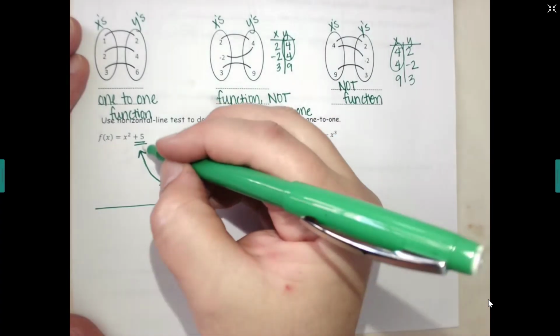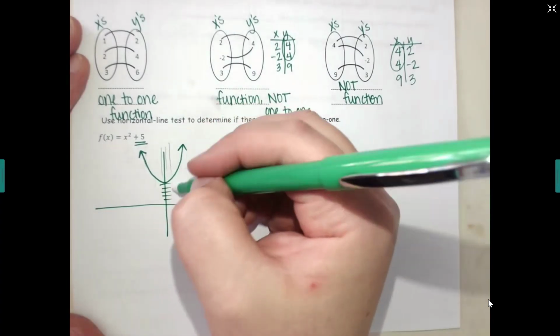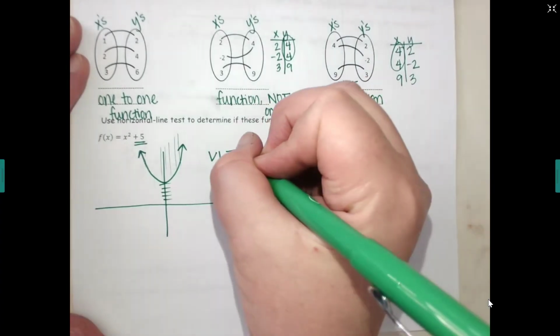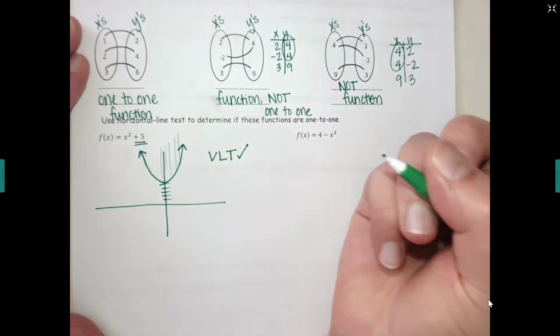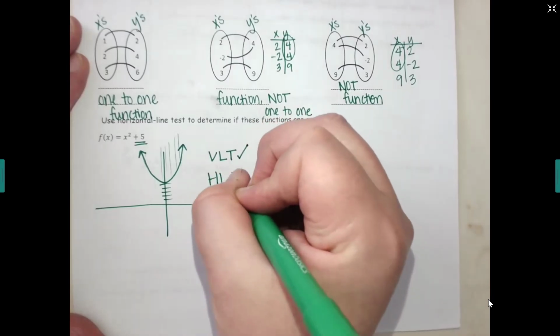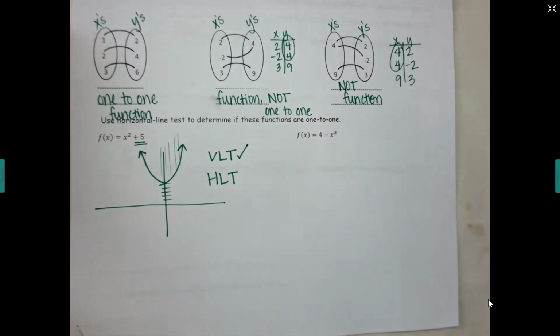So I draw in all my lines here. Are they ever going to cross through it more than once? No, then it passes. So it is a function. Now we're going to check the horizontal line test. And instead of me slicing it up and down, I'm going to slice it side to side, but the rule's the same. It can only cross once. Is it going to pass or fail the horizontal line test?